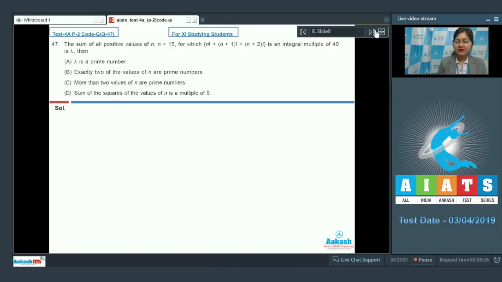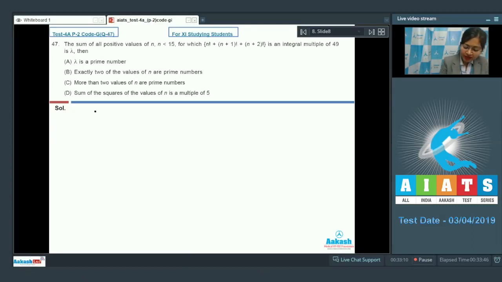Next is question number 47, which says that the sum of all positive values of n, where n is less than 15, for which n factorial plus n plus 1 factorial plus n plus 2 factorial is an integral multiple of 49 is lambda. A very good question from permutations and combinations. So let us solve it.